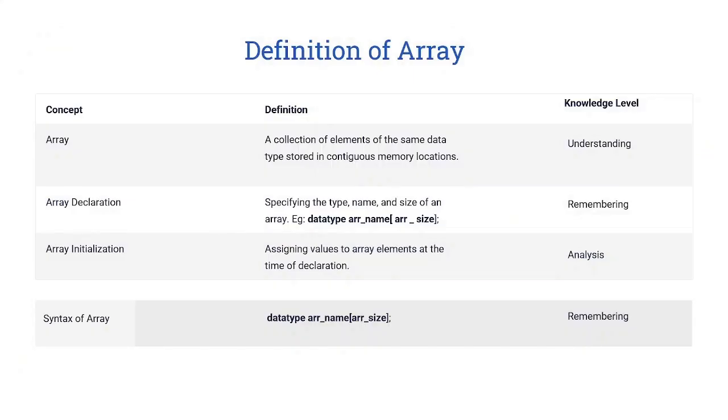Next, we will see the definition of an array. So definition: a collection of elements of similar data types that are present in contiguous memory locations, that is, consecutive memory locations. So that is the definition of an array. Then how will you declare an array? So see here, this is the syntax of declaring an array: data type, name of the array, and size of the array followed by a semicolon, where the size of the array is placed in square braces.